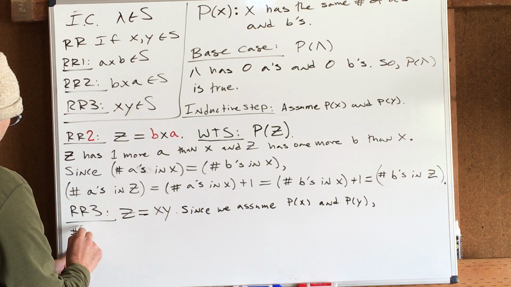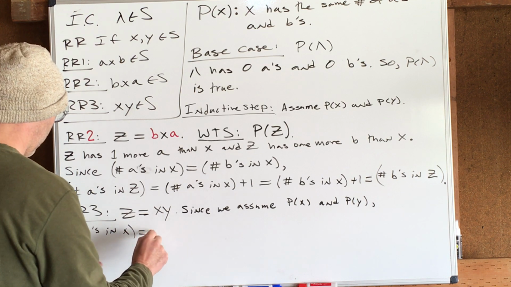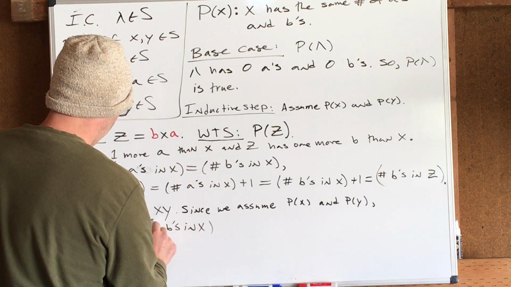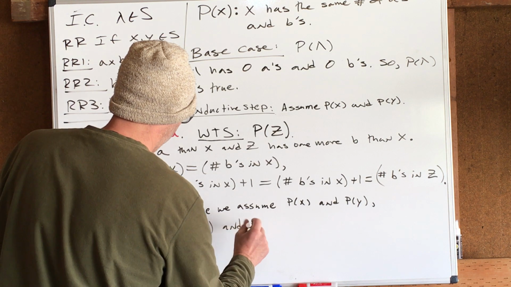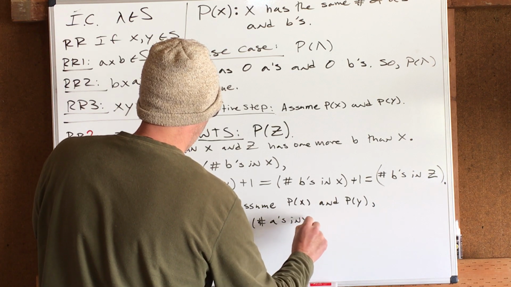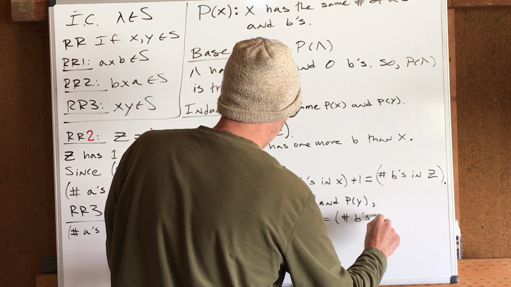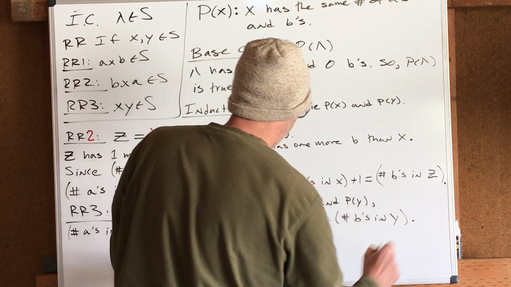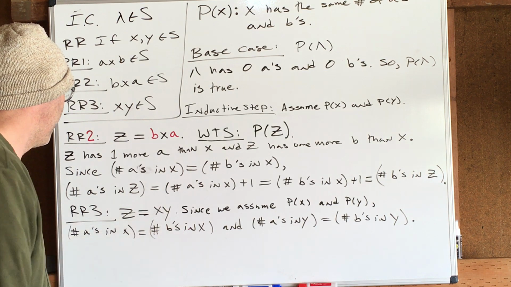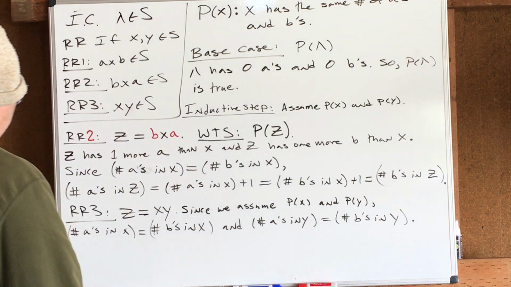the number of a's in X is equal to the number of b's in X, and the number of a's in Y is equal to the number of b's in Y. That's the inductive assumption, basically: the number of a's in X is the number of b's in X, and the number of a's in Y is the number of b's in Y.